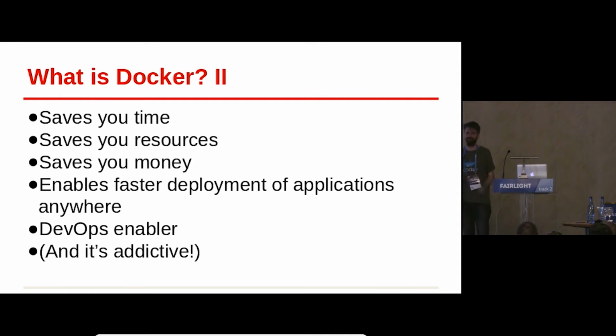The key thing is it saves you time. If you've had much experience with VMs, and I hadn't when I started using Docker, the thing that people say is, this is so quick. I can do things I could never have done with VMs. It saves you resources. It saves you money. It enables faster deployment of applications anywhere. And that's the key thing. It's application-oriented rather than machine-oriented.